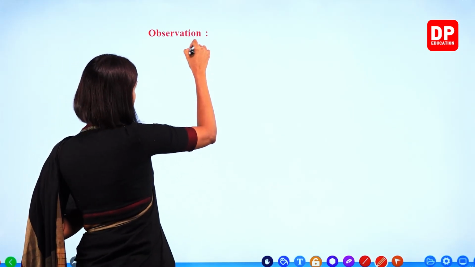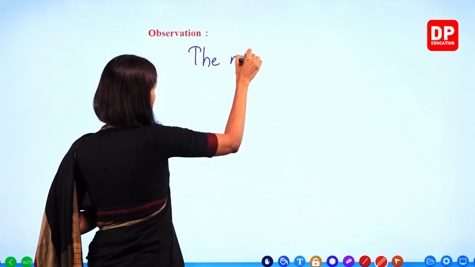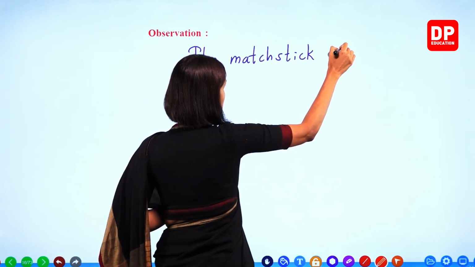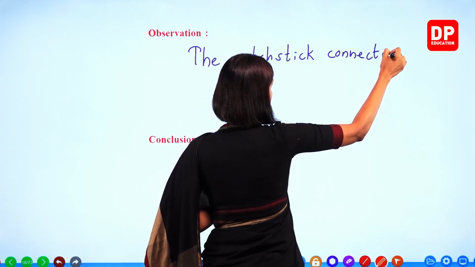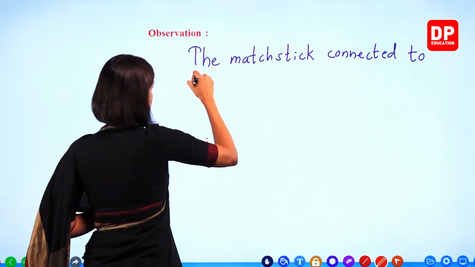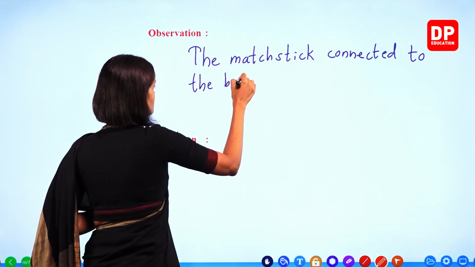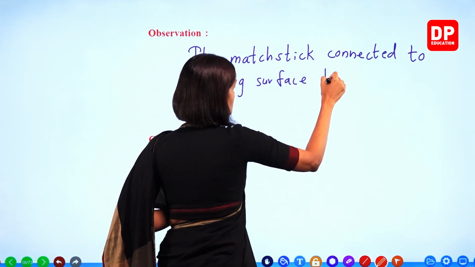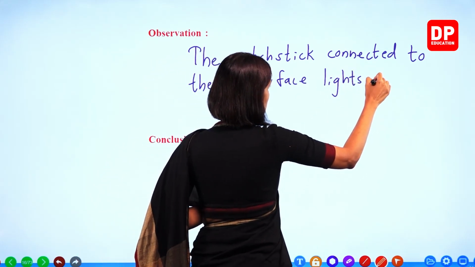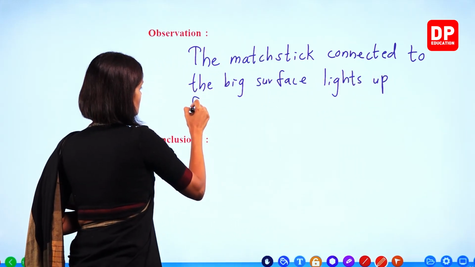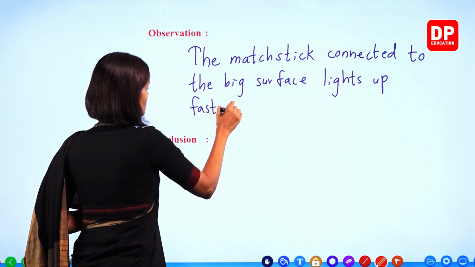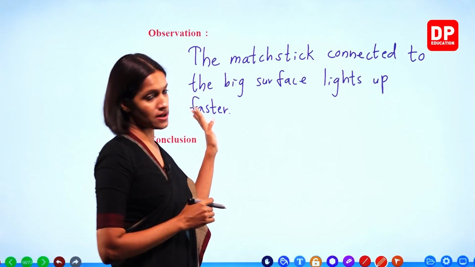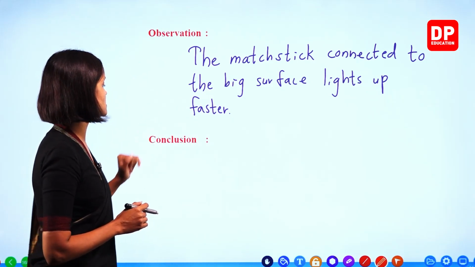Observation. The matchstick connected to the big surface lights up faster. Right? The matchstick connected to the big surface lights up faster. That was our observation. So what is the conclusion?